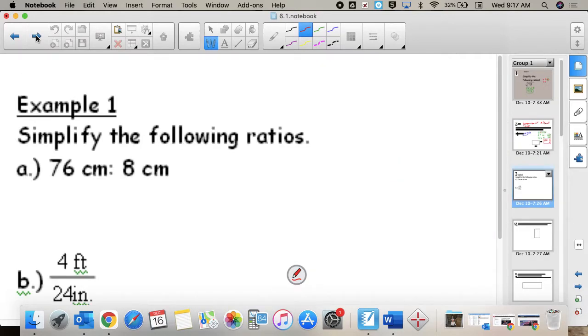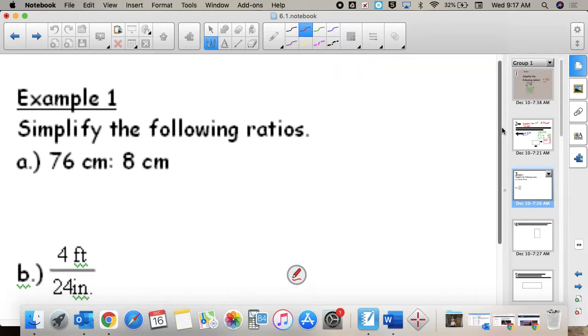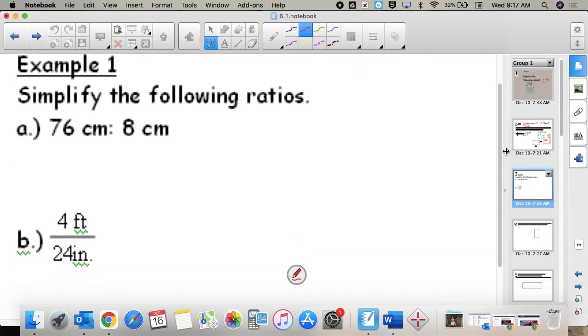In example 1, it says simplify the following ratios. So we're looking at this ratio, 76 centimeters to 8 centimeters. My units cancel each other, and 76 over 8 reduces to 19 to 2.